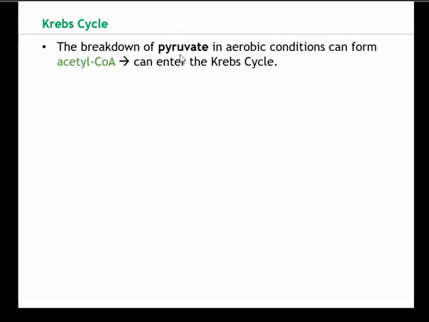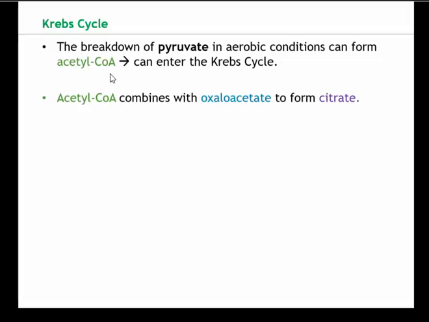So first, breakdown of pyruvate forms acetyl-CoA. Now we enter the Krebs cycle. Acetyl-CoA will combine with oxaloacetate. Oxaloacetate begins the cycle and is regenerated after the 8 steps. That's why the Krebs cycle is a closed loop, like you saw on the last 2 slides. It's a cycle that starts and ends with oxaloacetate. So oxaloacetate will form citrate. So acetyl-CoA plus oxaloacetate equals citrate.